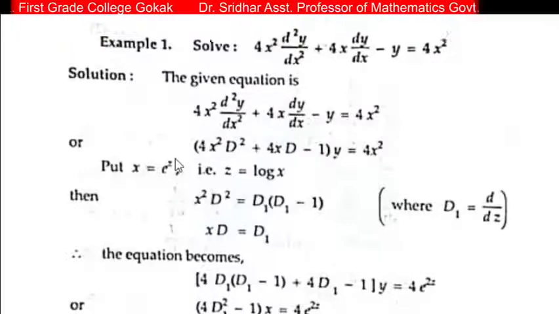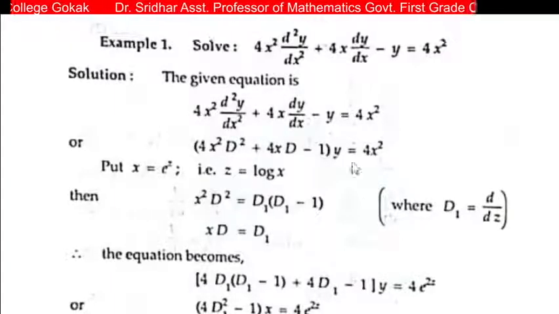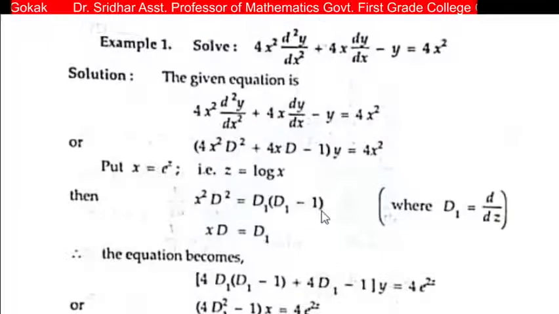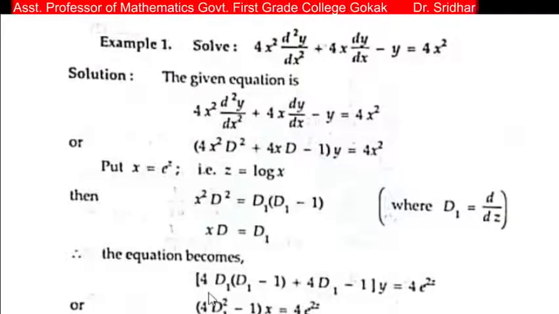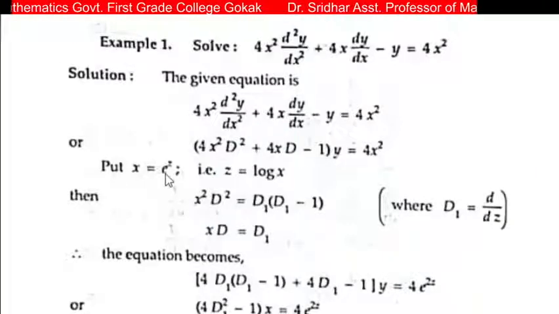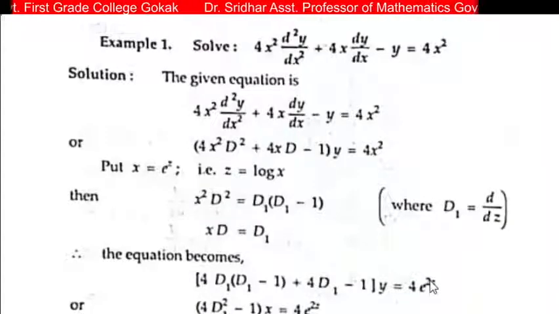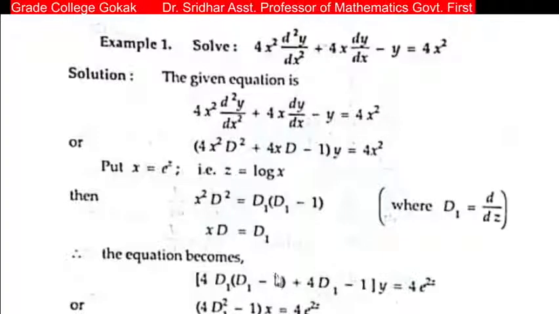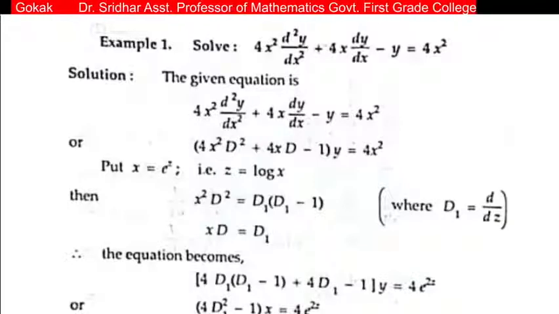Next, put x equal to e raised to z, then z becomes log x. Then make the substitution: x square D square is equal to D1 into D1 minus 1, and x D is equal to D1, and substitute all these in this equation. So we obtain 4D1 into D1 minus 1 plus 4D1 minus 1 into y equal to 4. Here x square, x we have to replace by e raised to z. So x square means e raised to 2z, so 4 into e raised to 2z. Simplifying this, some terms will be cancelled, and it will give 4 D1 square minus 1 into y equal to 4 e raised to 2z.